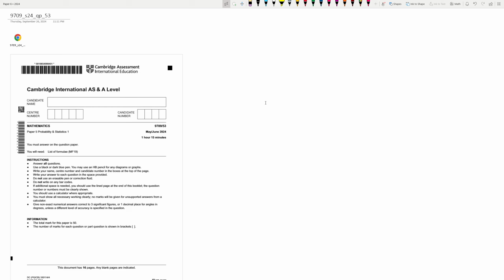Today we're solving this math paper. This is math paper 5, Probability and Statistics 1, S1. It's 9709, paper 5.3 from the May June 2024 series, and the time is 1 hour 15 minutes.